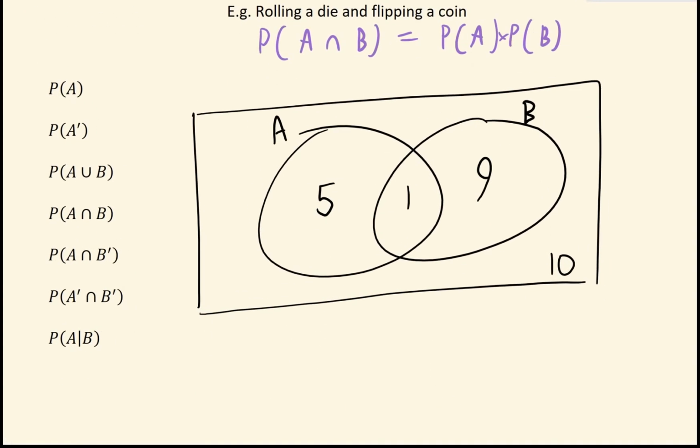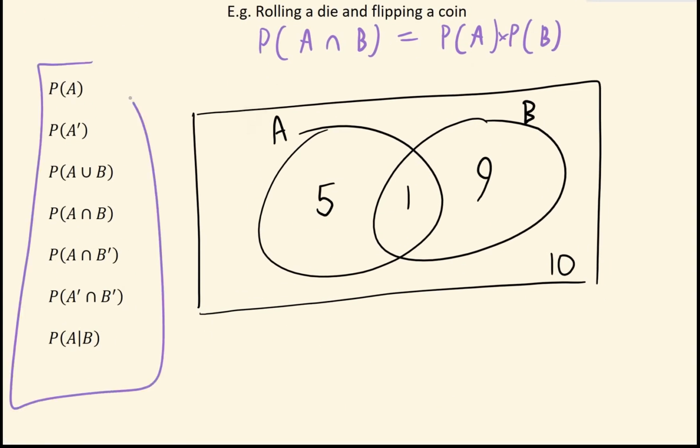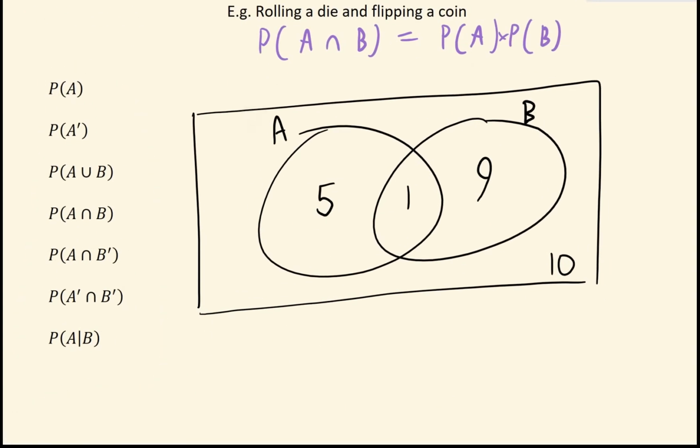Speaking of that, let's go through this notation. So here, P stands for probability. So P(A) will be the probability of A, which will be everything in this circle. So I've got 6 things and a total of 25. So that'll be 6 out of 25. Probability of A dash, this little dash just means not A. So it's going to be everything that's not in my A circle, which is the 10 and the 9. So it'll be 19 out of 25.